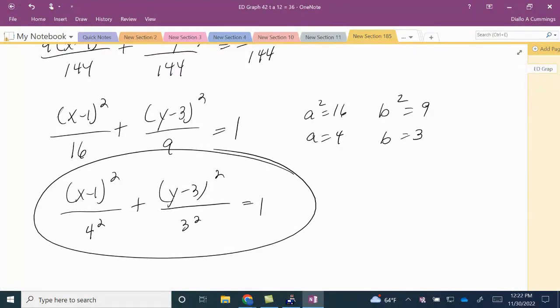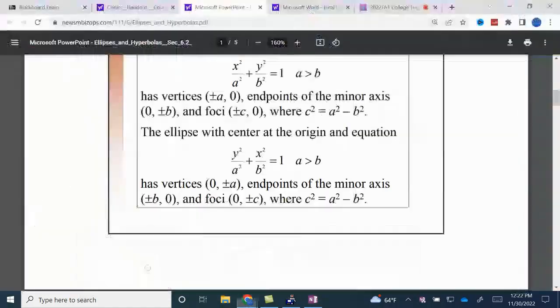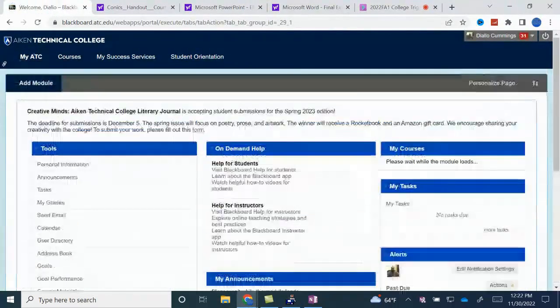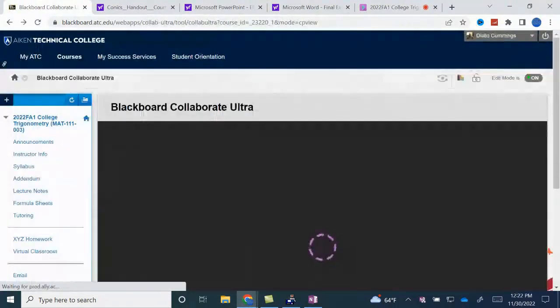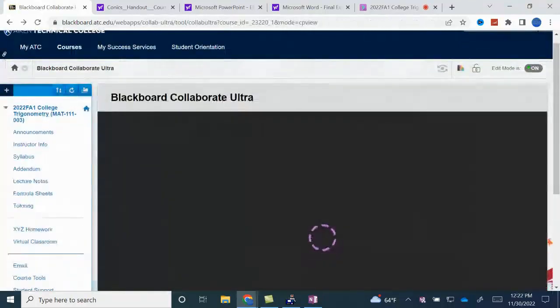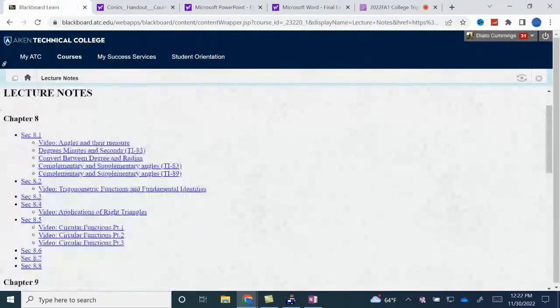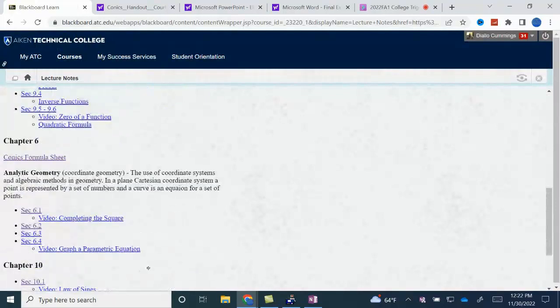So here again, you must complete the square. And just as a reminder, on our home page, if you were to visit lecture notes, under chapter 6, there is a video on completing the square.